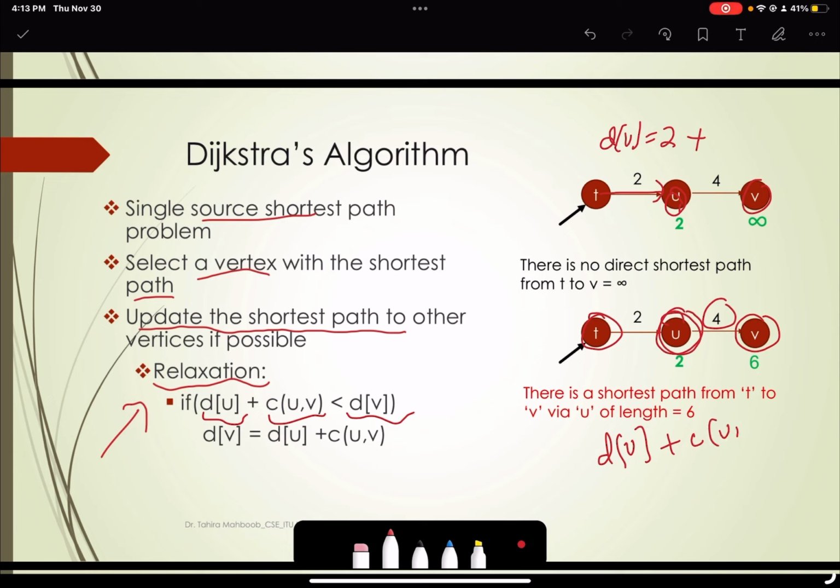Cost of going from u to v, if it is less than the distance directly from d to v. So if we see from this point, the distance dv is infinity because it is not visible. First we have to go to this vertex and then we can reach the next vertex. So which is less than infinity.